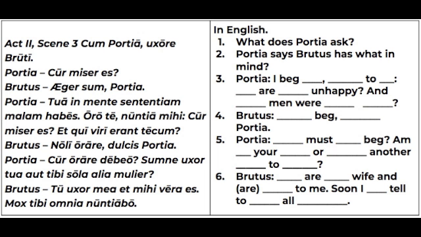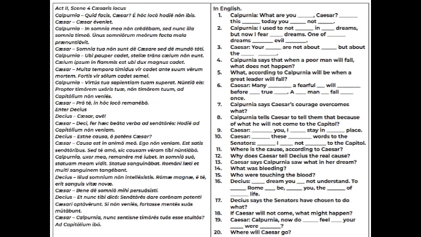And Brutus tries to reassure her. Tu uxor mea, et mihi vera es. You are. So the tu is there for emphasis. So you are, tu es, uxor mea, my wife, et mihi vera, and true to me. Mox tibi omnia nuntiabo, soon to you all things I shall tell. In that order. So soon I shall tell all things to you. Omnia, neuter plural, substantive adjective. Okay, so that's scene 3.